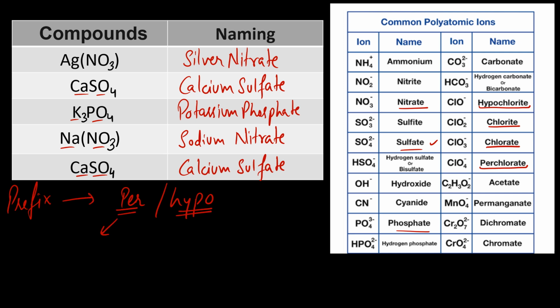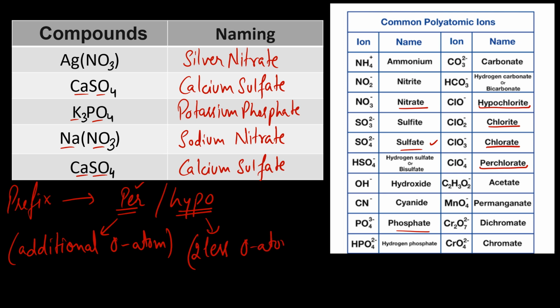It's pretty simple. When any of the polyatomic ions comes with an additional oxygen atom, its name gets started by writing the prefix per. While when any of the polyatomic ions comes with at least 2 less oxygen atoms as compared to the parent ion, then it should be written by writing the prefix hypo. It means its name should be written by writing the name of hypo.